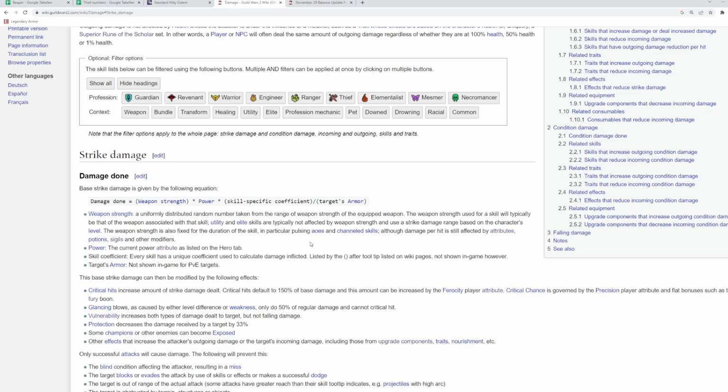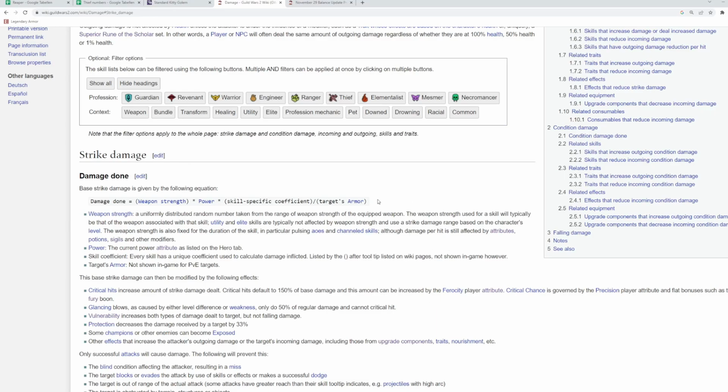But this is not the entirety of the damage formula. There are some factors missing here. For example, if you critically hit, you multiply this by your critical damage stat, which can be around 250%, for example. So you would multiply this by 2.5. And if the target is affected by vulnerability, you will multiply by 1.25 for the 25% increase. If your damage is then modified by some gear effect, for example, you have the superior rune of the scholar, you multiply by 1.05 for this 5% increase.